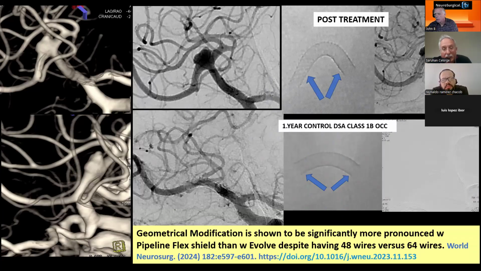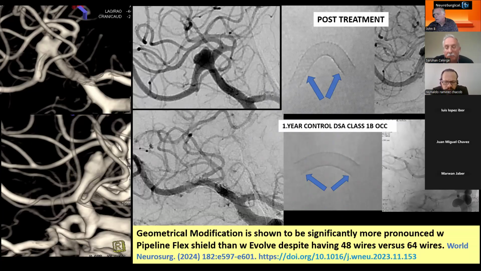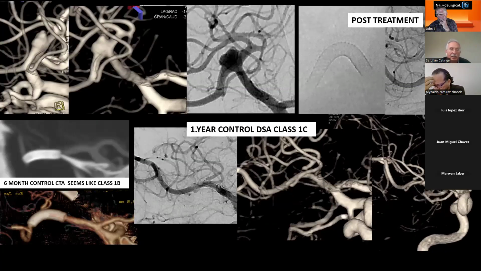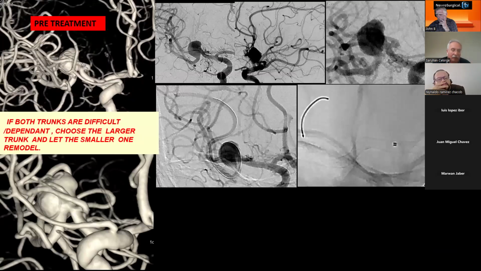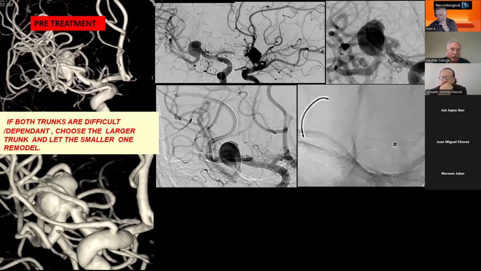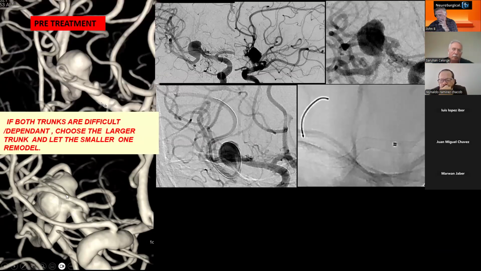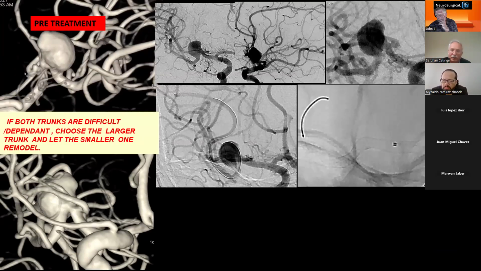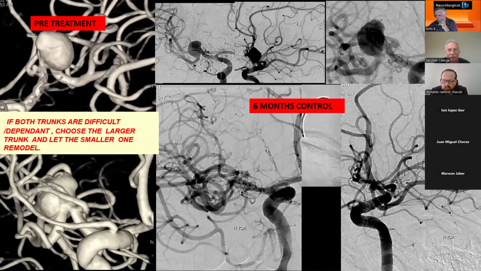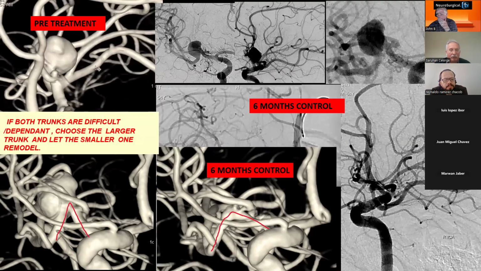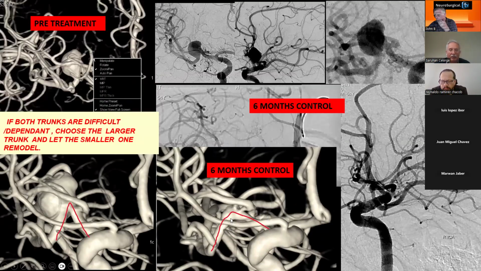And it was shown that actually Pipeline Flex Shield has much better geometrical modification effect than many, even 64-wire new flow diverters like Evolve or Pipeline Vantage from the same company, or Silk Vista Baby, all kinds of things. So basically, to be able to get these results, you have to be selecting the flow diverter. And if both trunks are difficult and dependent, choose the larger trunk. And in this particular case, both trunks are difficult with a reverse angle. So you make a loop and take the larger one, which is the inferior trunk here, and let the superior trunk and aneurysm remodel by the time. And this is 6 months. And you see the before and after, there's still a good angle change.